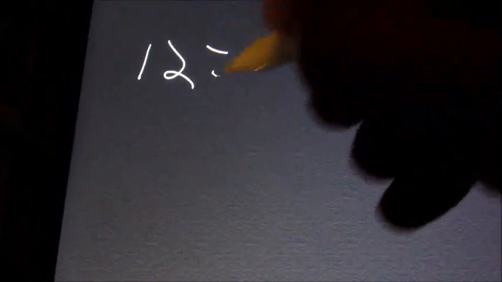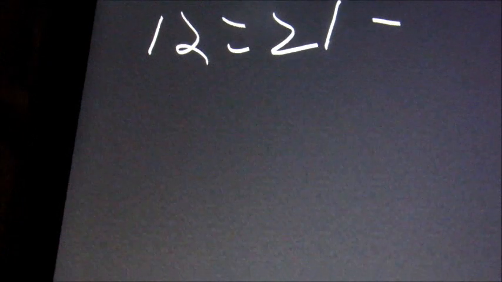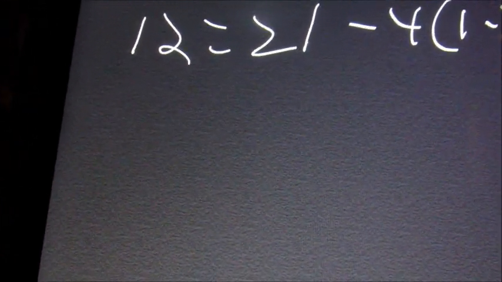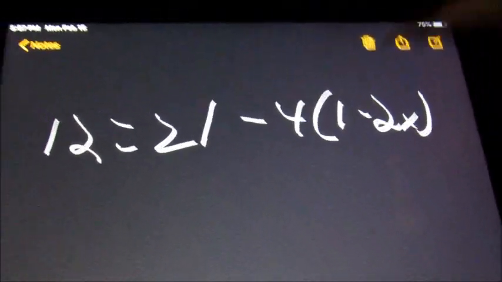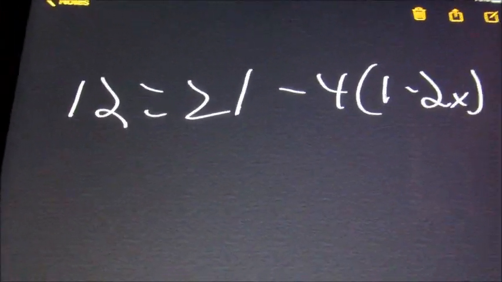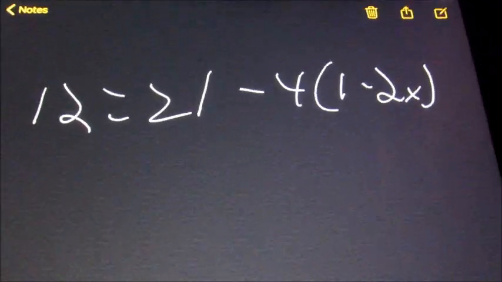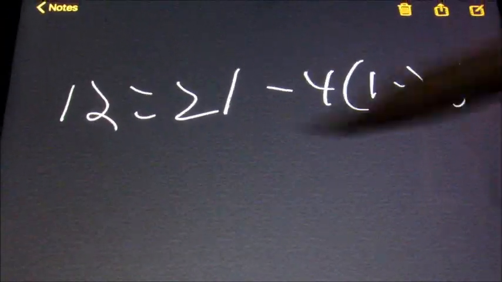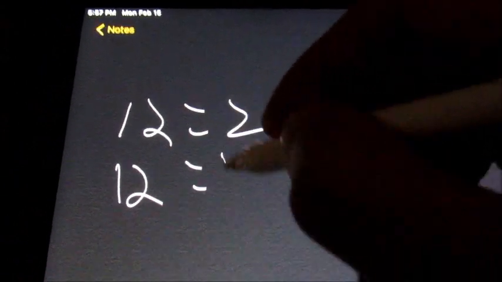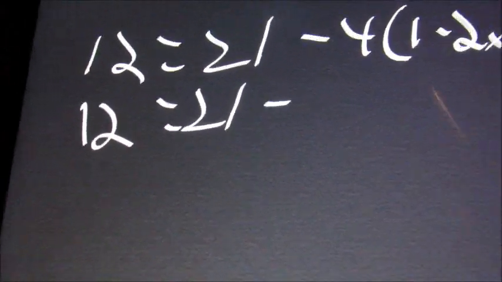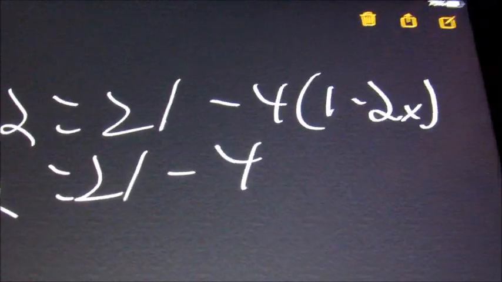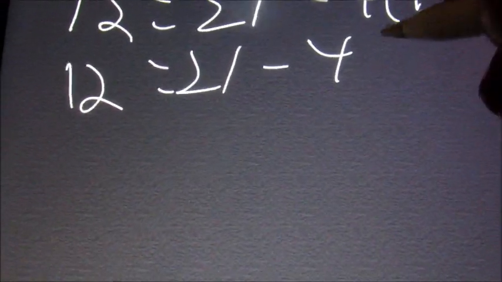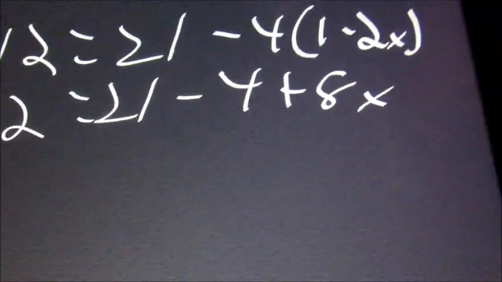12 equals 21 minus 4, and in parentheses 1 minus 2x. Okay, so we don't have any fractions or decimals. But we do have a 4 that we can distribute. So that's the first thing we need to do. So we're going to have 12 equals 21 minus 4 times 1 is 4. And negative 4 times negative 2x is going to be plus 8x.